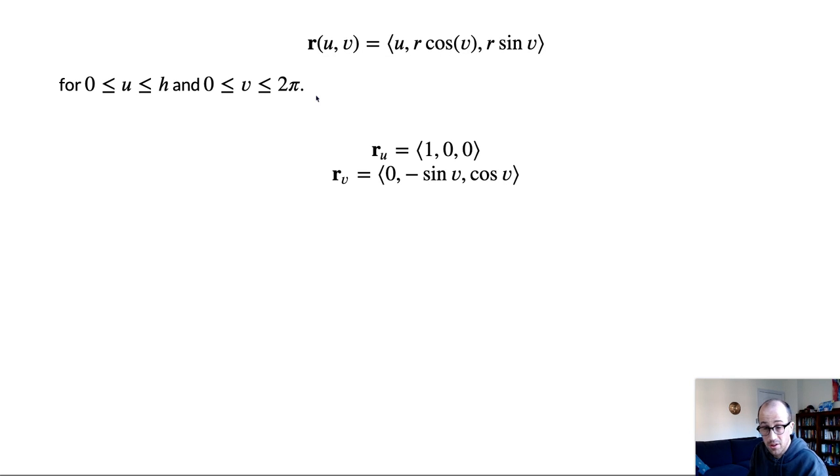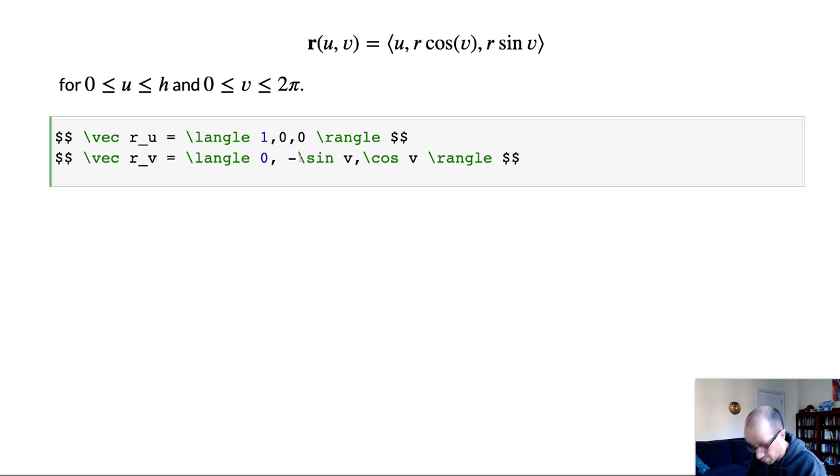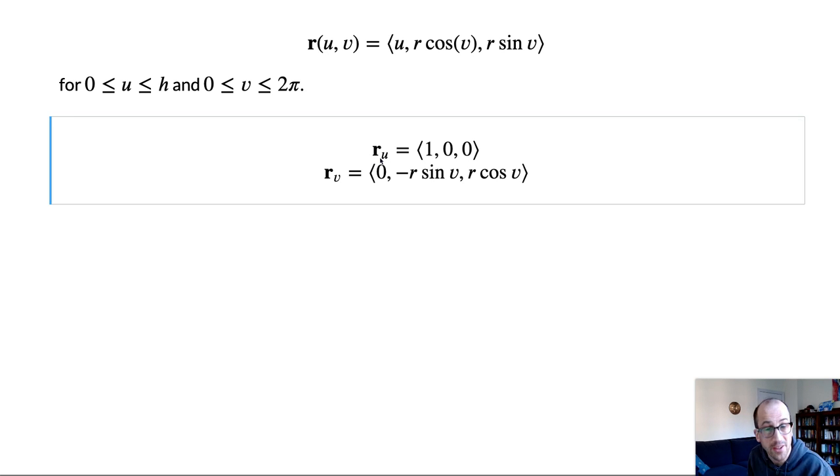And so let's compute. Here are our two derivatives. I take the u derivative of each component. That's very simple. I get 1, 0, 0. These guys do not depend on u. I take the v derivatives. Slightly more interesting. I'm missing an r there. Let's fix that before I forget. There, it's a constant, but you can't forget about it. Here's the derivative of v, r_v.